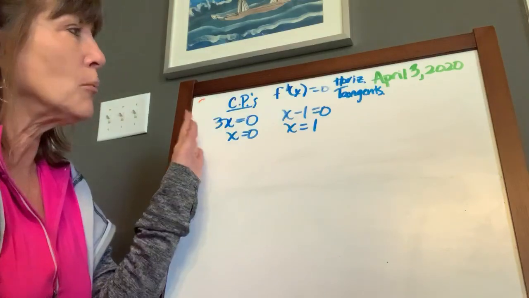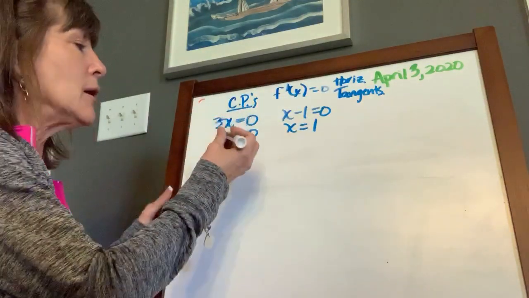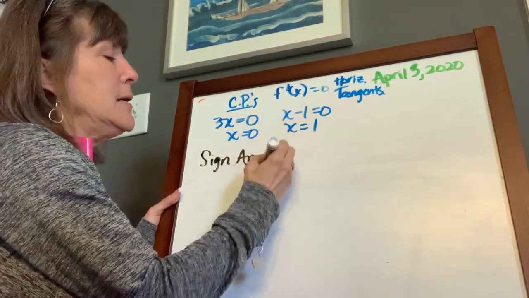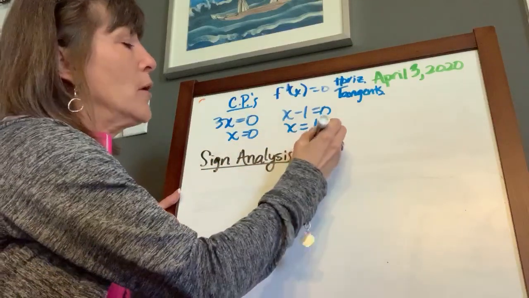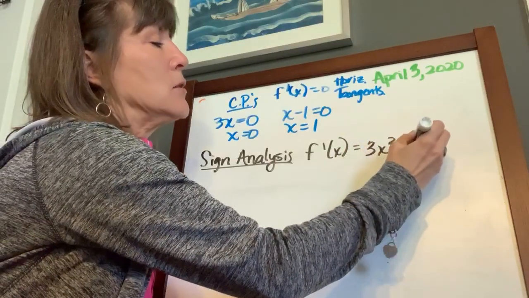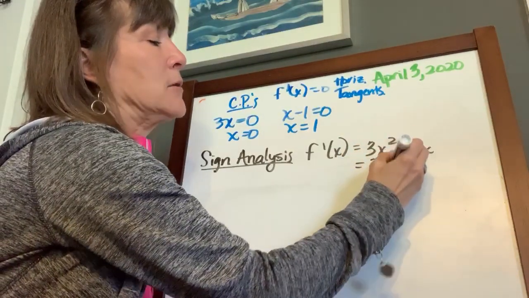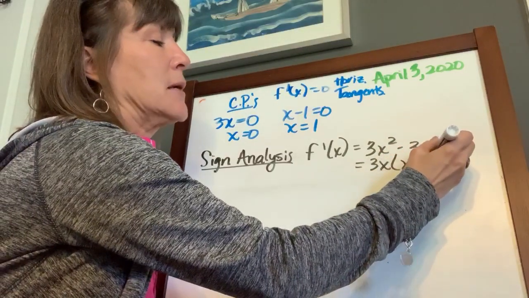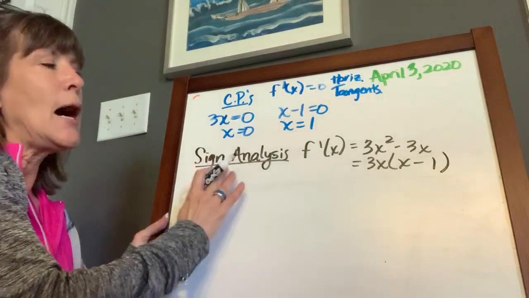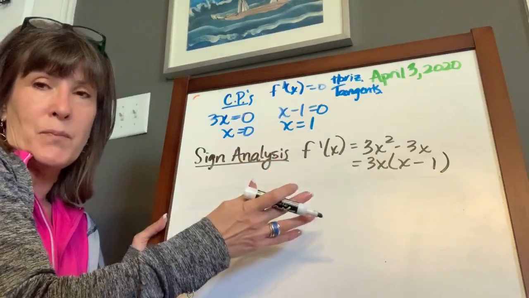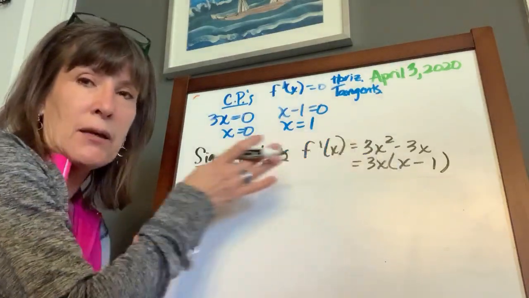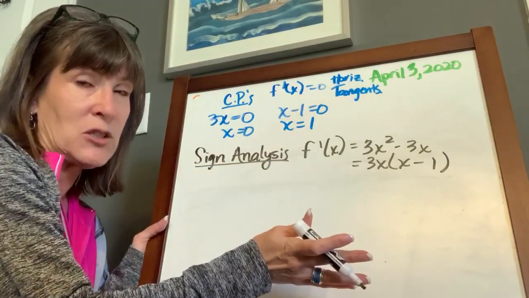So once you find your critical points, all of them, we're going to do something called a sign analysis. And a sign analysis is where you see where the derivative, and if you remember, our derivative was 3x squared minus 3x, which we factored into 3x times x minus 1. Those are equivalent representations of the derivative. I want to know, where is my derivative positive? That tells me where the slopes of the tangent lines are positive. I want to know where my derivative is negative. That'll tell me where the slopes are negative, which means my function's going to decrease there.